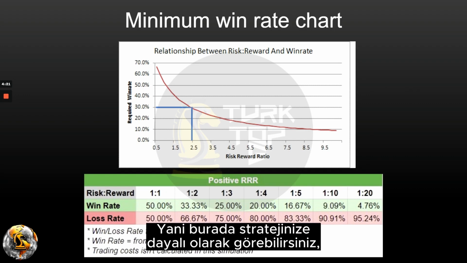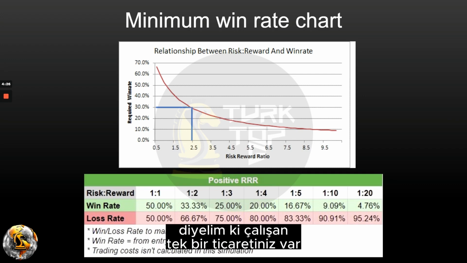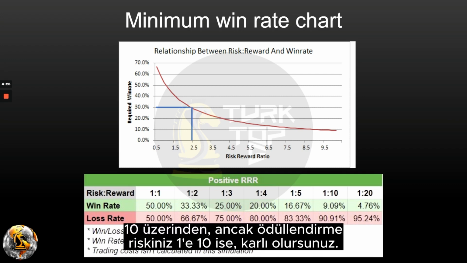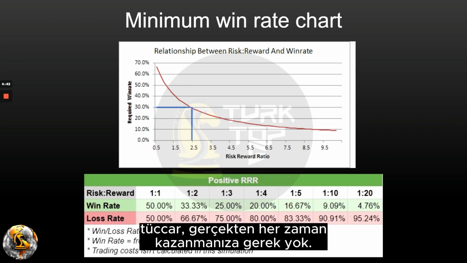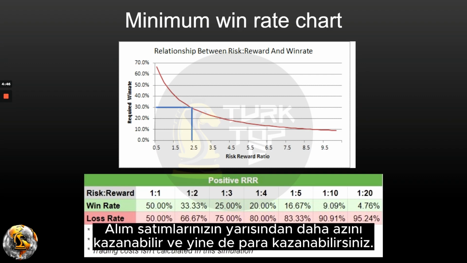So here you can see, based on your strategy, if let's say you only have 1 trade working out of 10, but if your risk to reward is 1 to 10, you will be profitable. So memorize this chart, or at least study it, because it shows you that in order to be a profitable trader, you don't really need to be winning all the time. You can win less than half of your trades and still be making money.